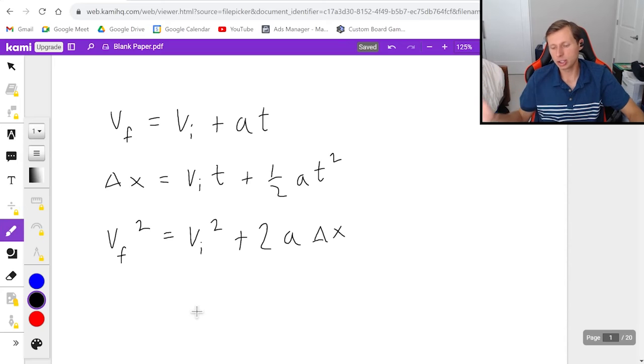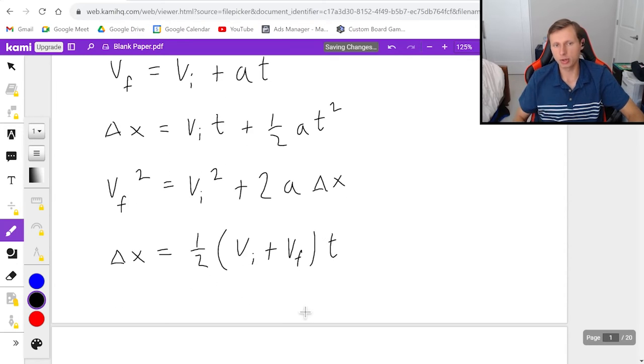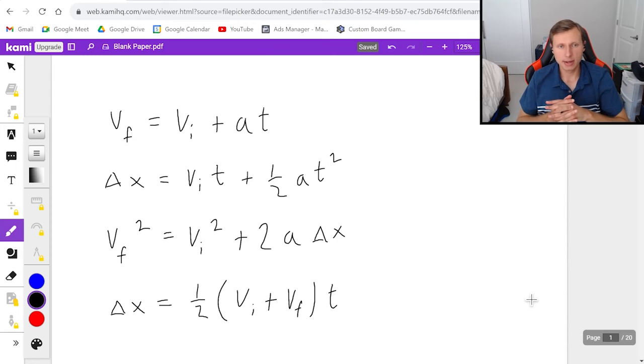And then the last equation, this is the one that if you didn't learn it, it's because your teacher didn't tell you. The last equation is delta x equals 1/2 times (v initial plus v final) times time. And this last one, there's like a bunch of different ways you can write it. For instance, I've also seen it written like this, time times (v initial plus v final) divided by 2. That's the exact same thing. So whichever version you prefer, I don't really care. But these are the four kinematic equations that I would recommend memorizing.